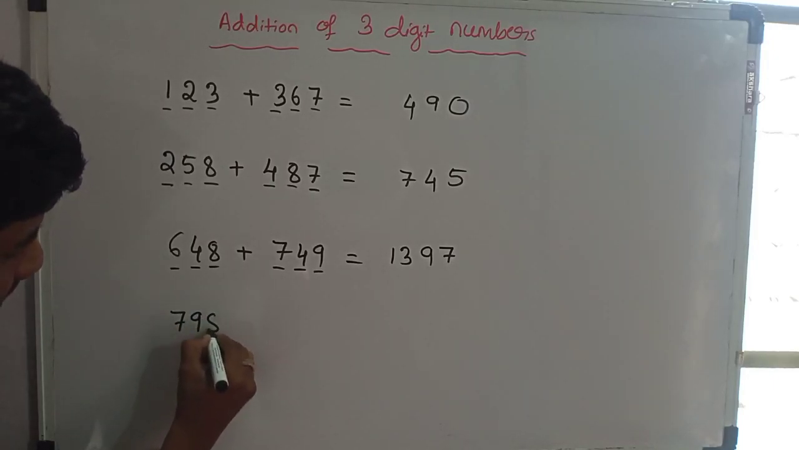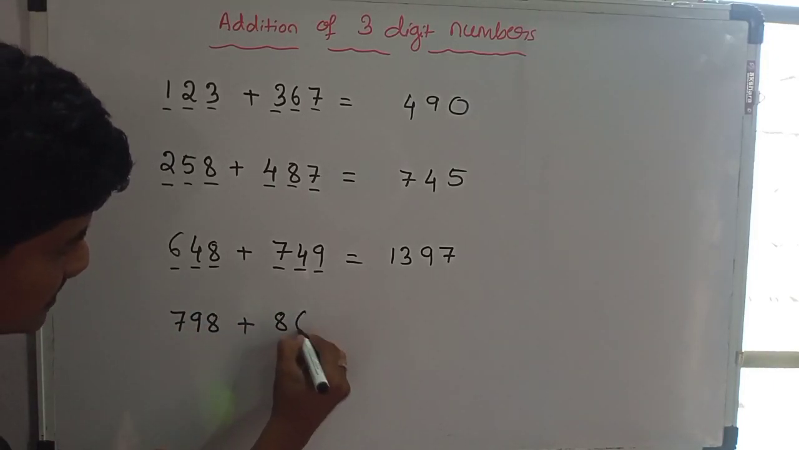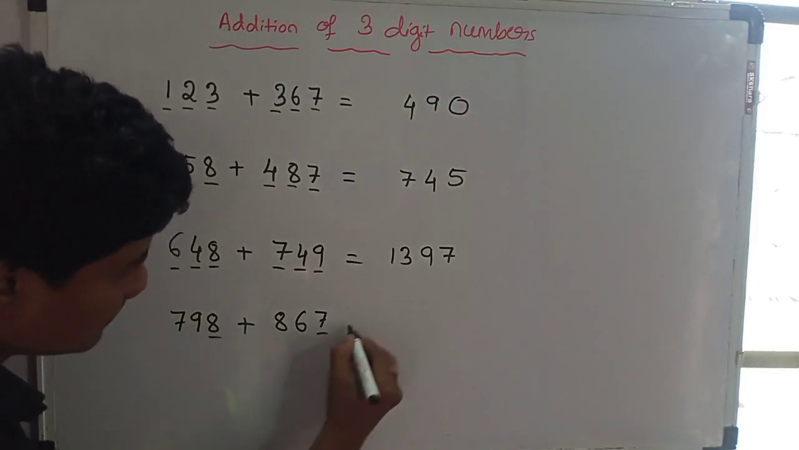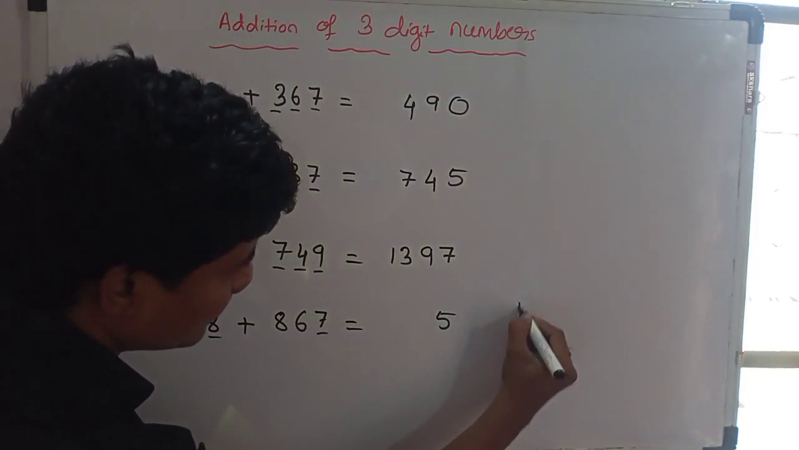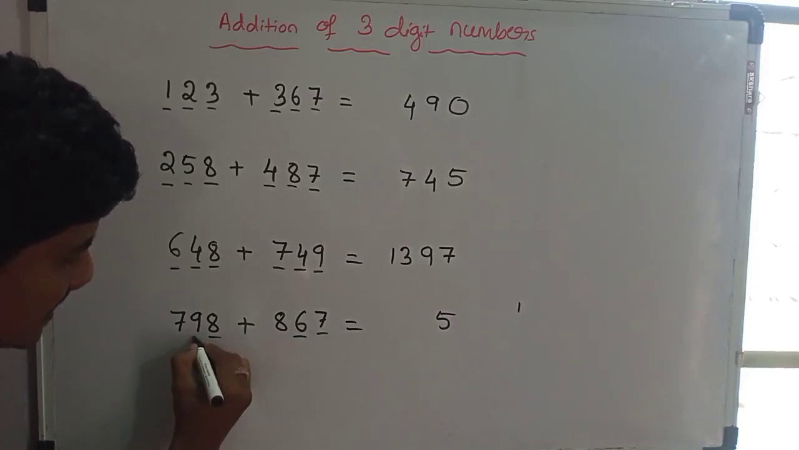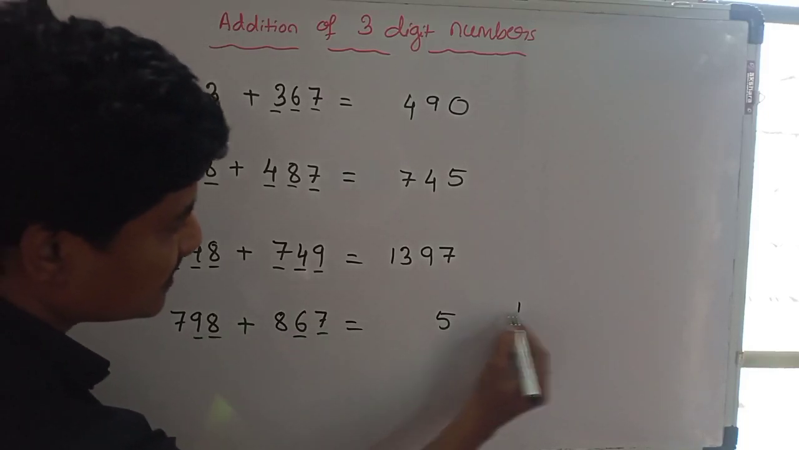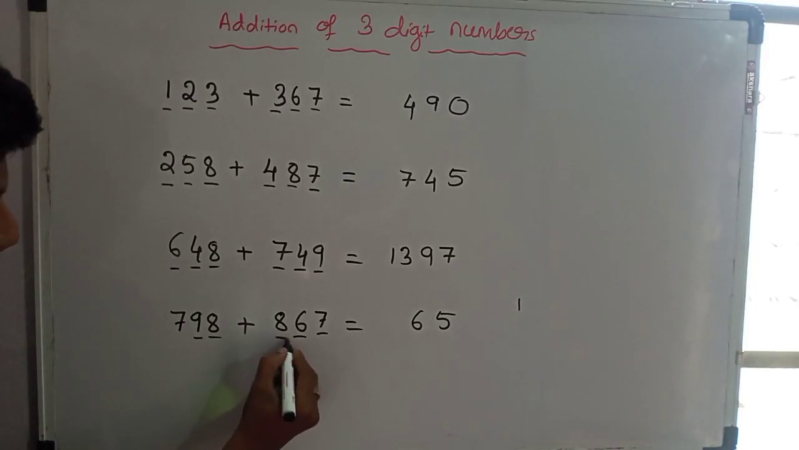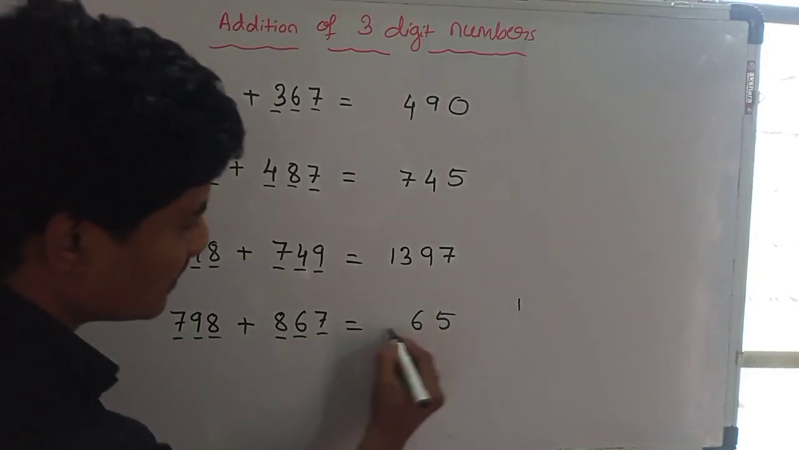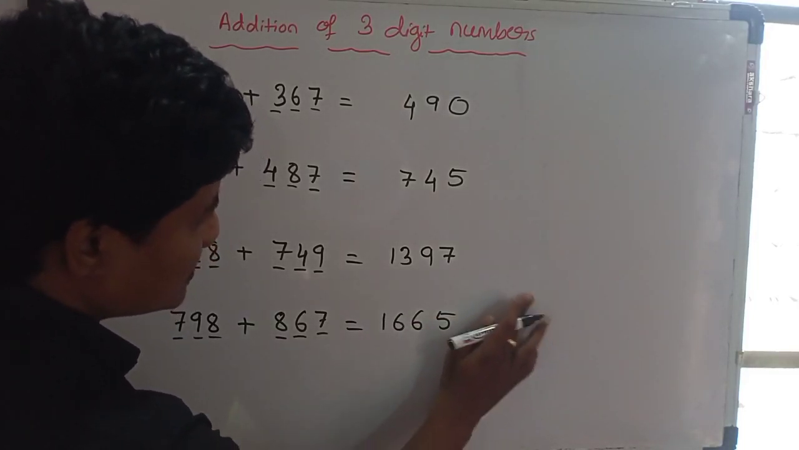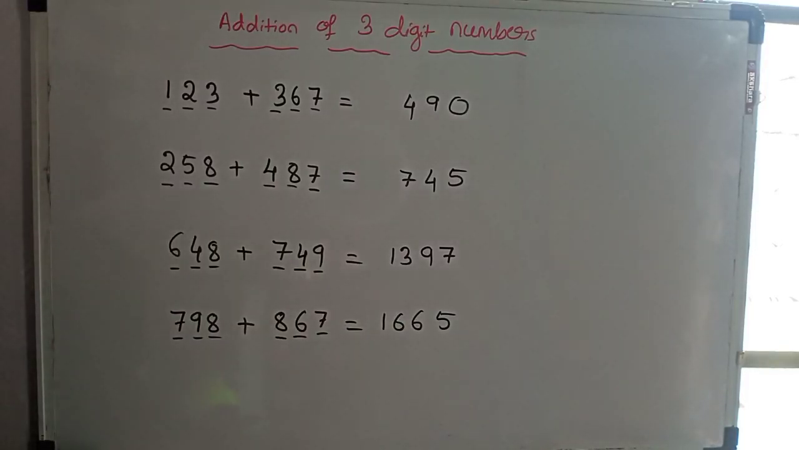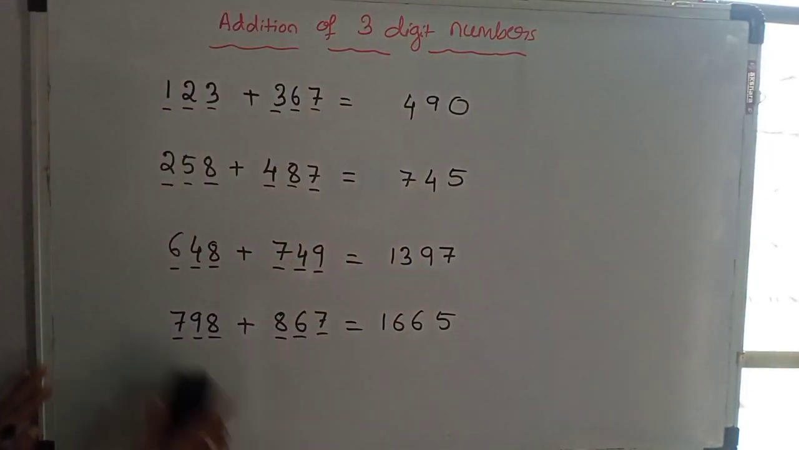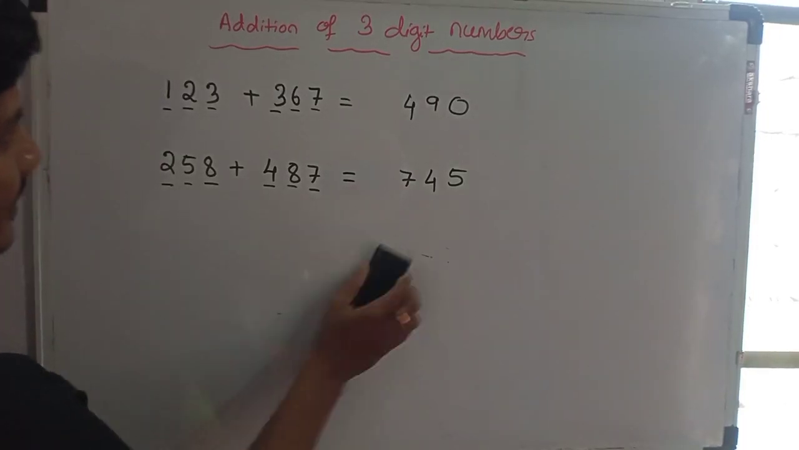Let's take the next three digit numbers, 798 plus 867. 7 plus 8 is 15, carry 1. 6 plus 9 is 15, plus 1 is 16, carry 1. 8 plus 7 is 15, 15 plus 1 is 16. 1665 is the answer. This is how we can add three digit numbers in one step.